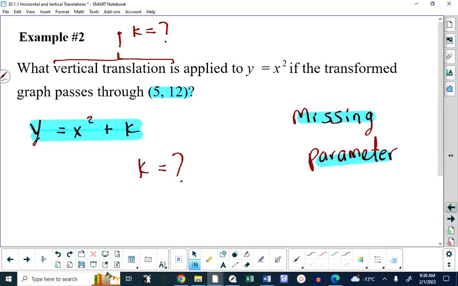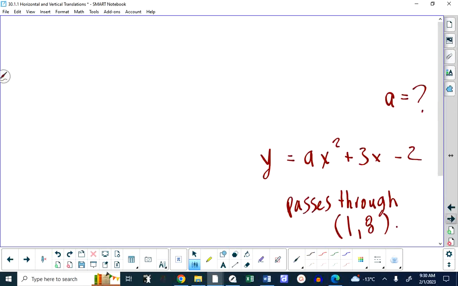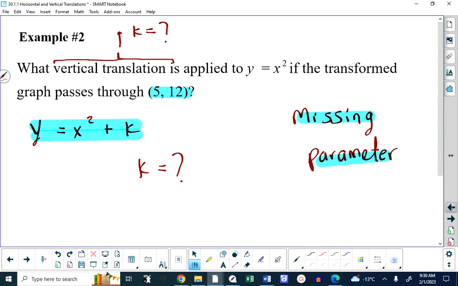Yes? This made-up question has a function with a missing parameter. It tells you a point that it passes through, and it says, what's the parameter? They're the same question. So I have a question for you. Does anybody know how we can find k?